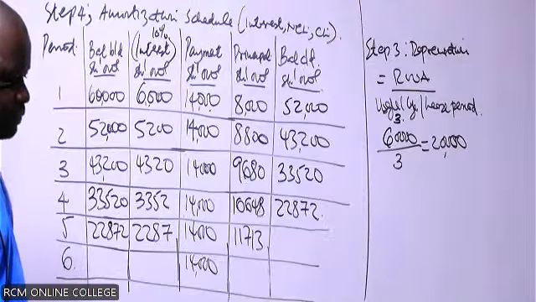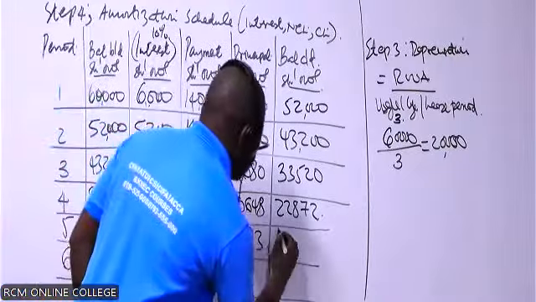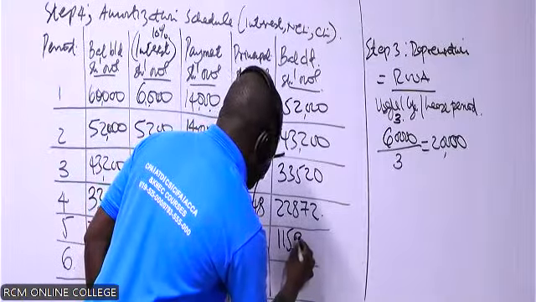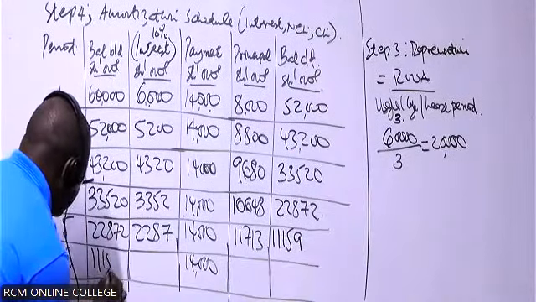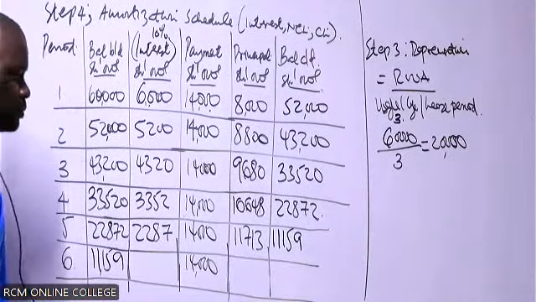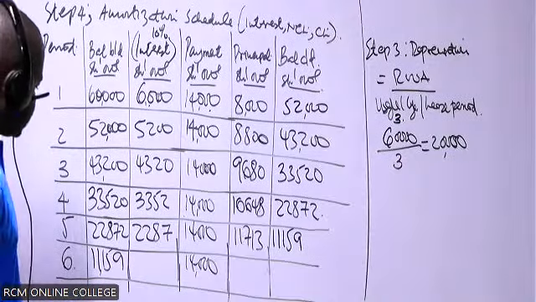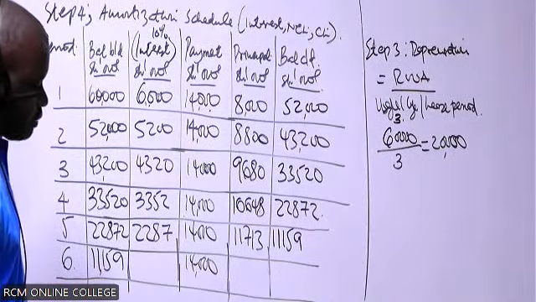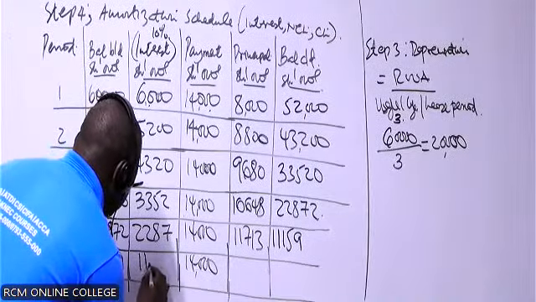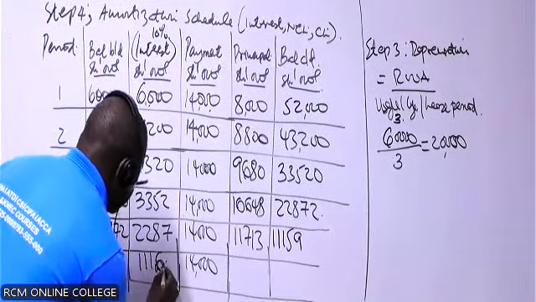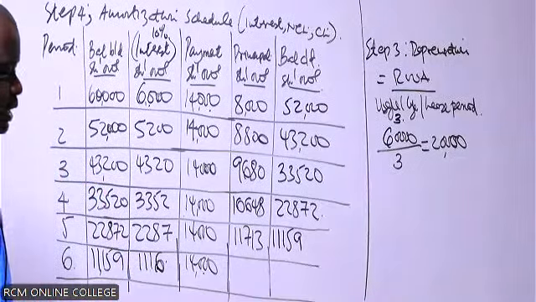$22,872 minus 11,713, you're getting 11,159. So we open here with 11,159. Then we put on 10%, and it comes to 11,16. You minus this to know how much of the principal amount they are clearing.